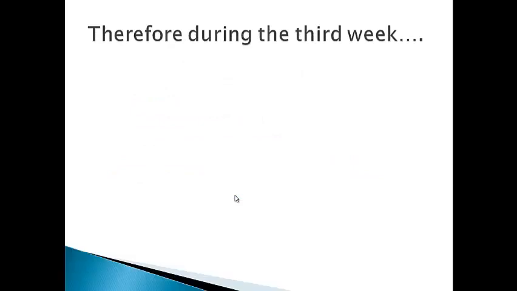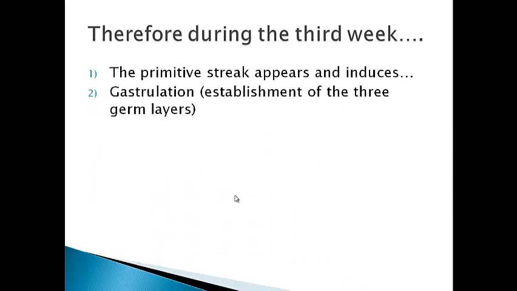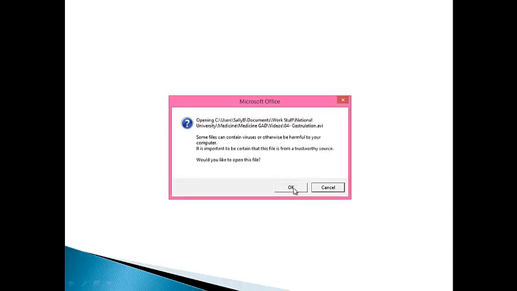Okay, so like I said, this is going to be a very short session. A summary of the events that happened during the third week is that you have the appearance of the primitive streak, which induces gastrulation, establishment of the 3 germ layers. You have formation of the notochord within the mesodermal layer, which therefore causes the formation of the neural plate. And let's just look at gastrulation in animation form. Hey, that rhymed. So you can just kind of get an idea of how it happens.